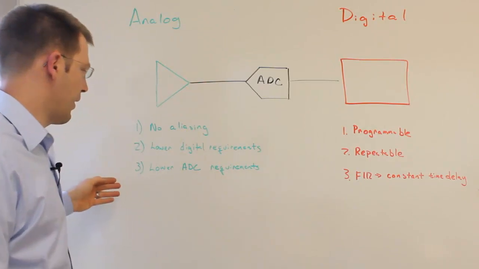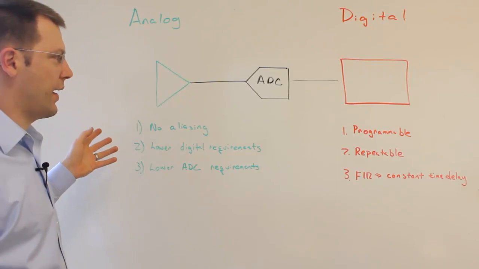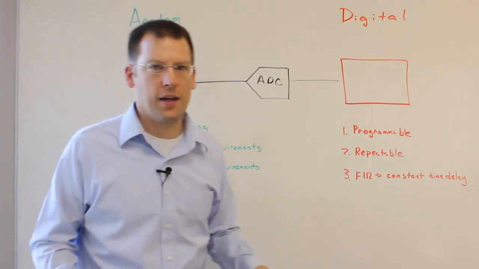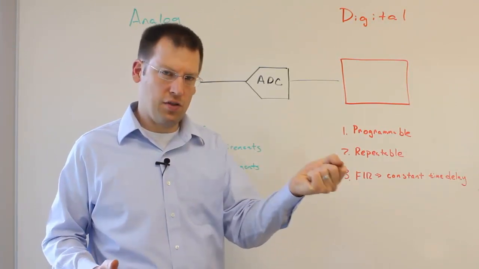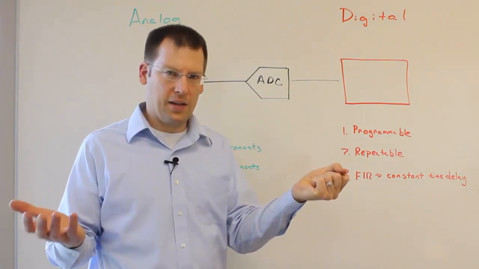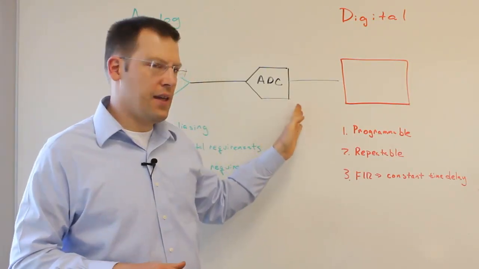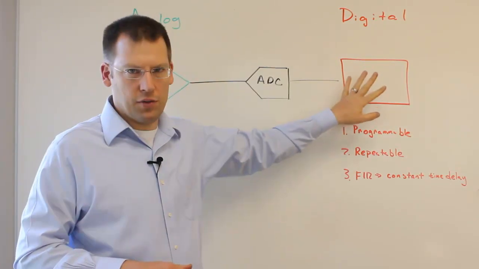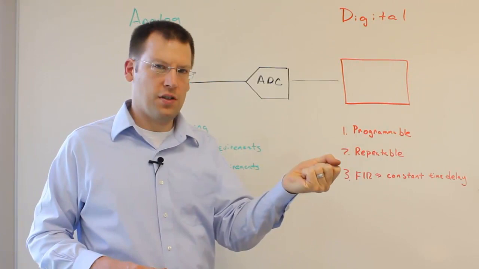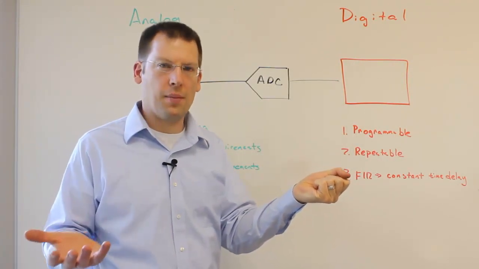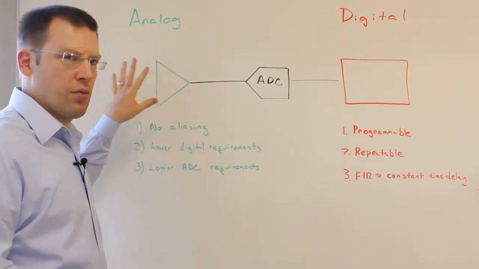And then finally, which I think is probably the biggest advantage of using an analog filter, is that it lowers the ADC requirements. If you think about it, what a filter does is it removes data. So you've got the good data that you want, and then you've got the bad data that you want to get rid of. Well, if you wait until after the ADC to do that, which is what you have to do in a digital filter, then the ADC has to both digitize the good stuff that you want and the bad stuff that you don't care about. But if you do that filtering before the ADC, then you can get rid of that bad stuff.